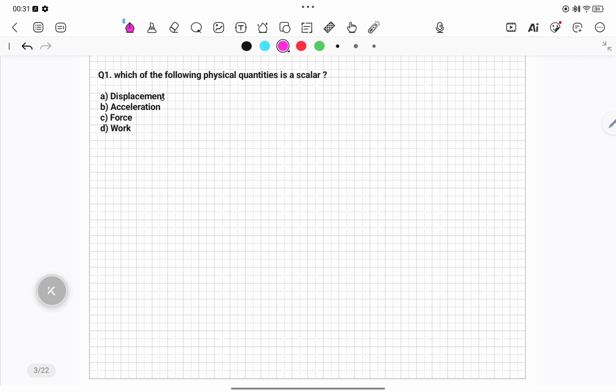Here, displacement is a vector quantity, acceleration is a vector quantity, force is a vector quantity, and we know that work done is equal to F dot S. This is a dot product of two vectors, which means it is a scalar quantity. So according to this, work is a scalar quantity. So option D is correct.